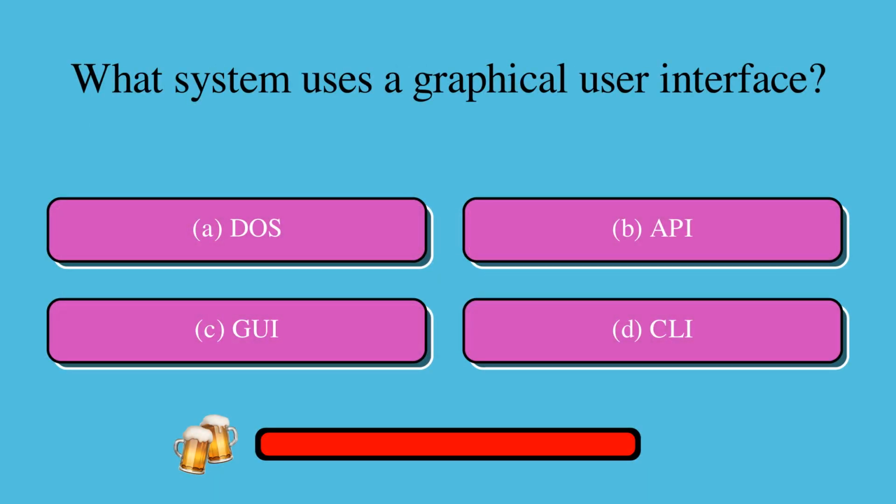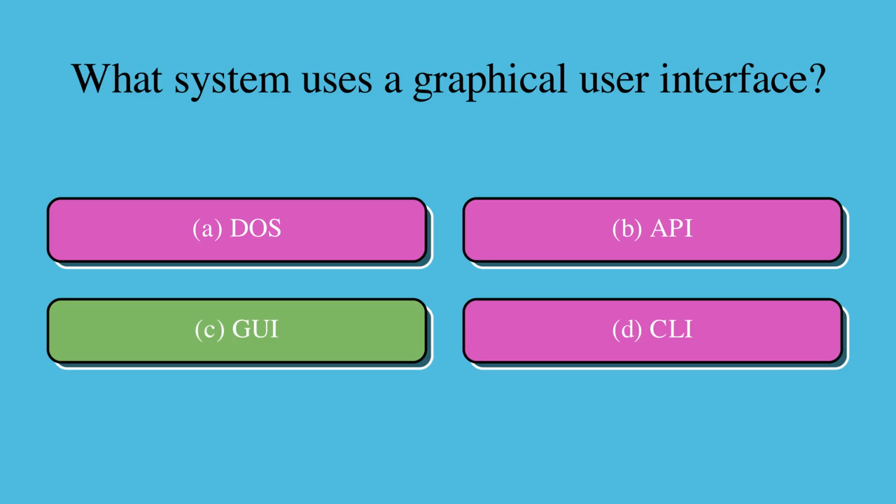What system uses a graphical user interface? Is it A, DOS, B, API, C, GUI, or D, CLI? The correct answer is C, GUI.